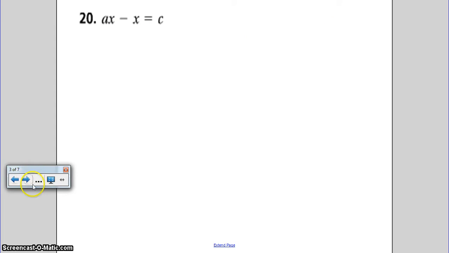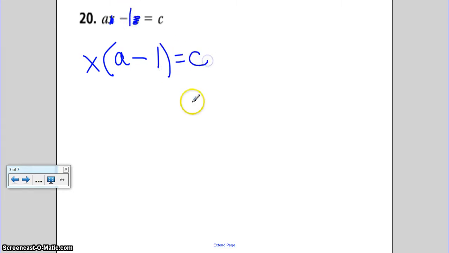Okay, let's look at another one. This one, remember, we're taking the x out first. So if I take my x out and divide it out, I've put it out to the left of my parentheses. I'm left here with a, the minus sign comes down, and if I take away this x, remember that there's that invisible 1 right in front of it, equals c.